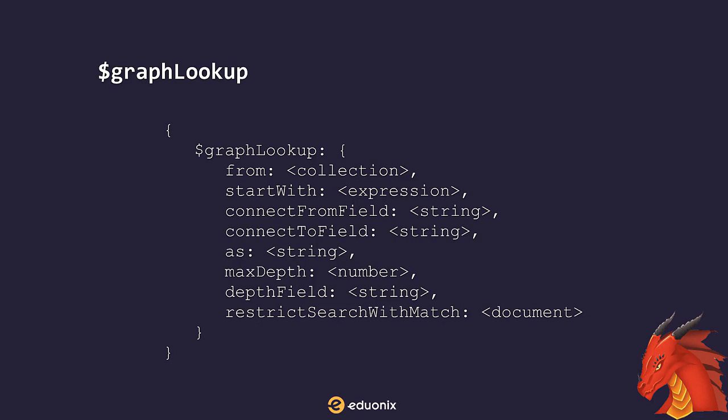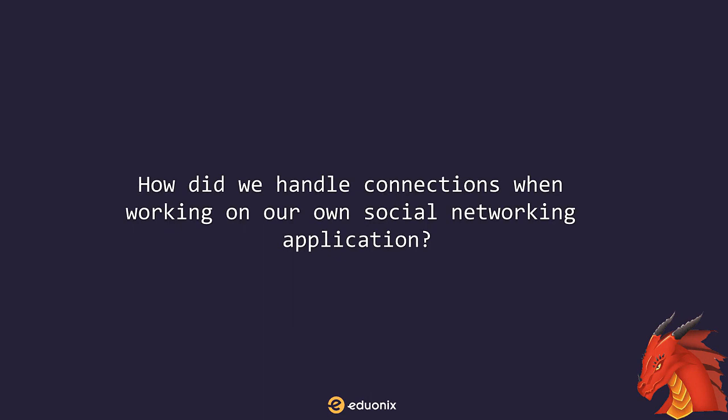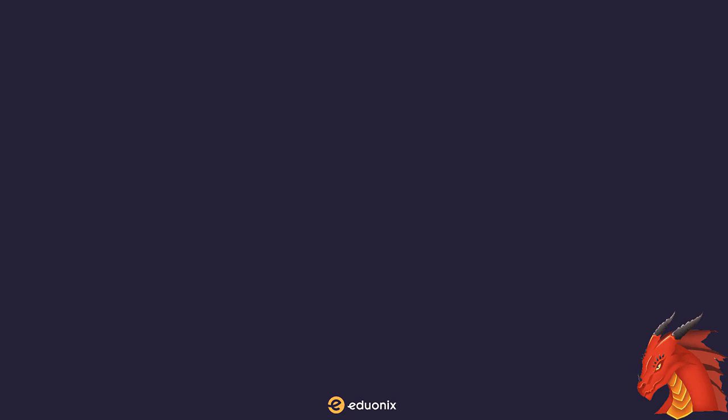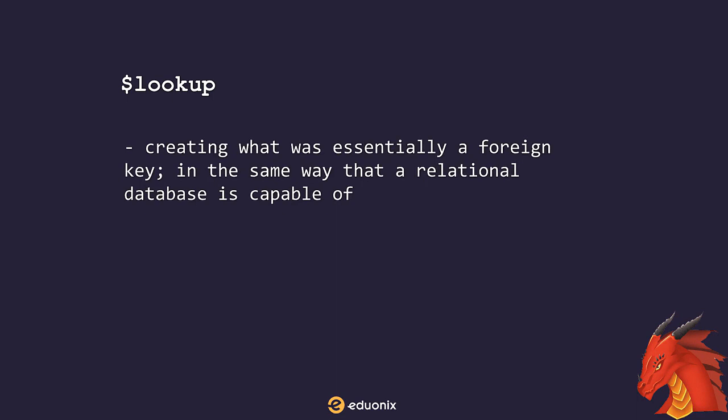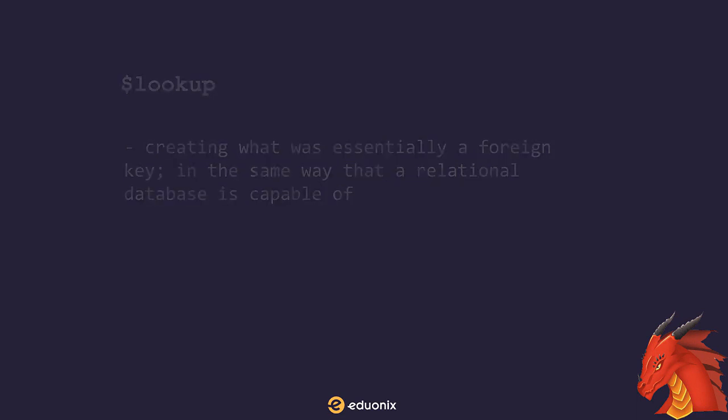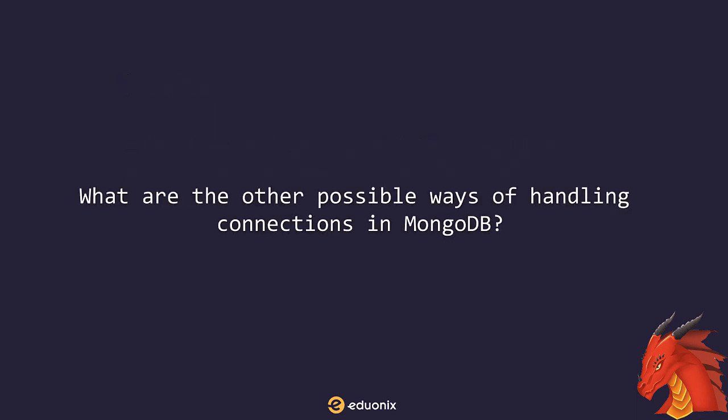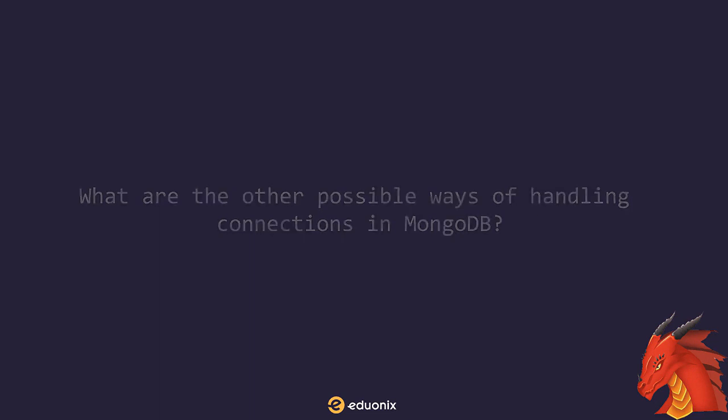In future versions of this project, we'll be investigating how to transition to graph lookup. How did we handle connections when working on our own social networking application? In our social networking application, we approached the problem of maintaining graphs in the aggregation framework by making use of the lookup stage. This was handled simply by us creating what was essentially a foreign key, in the same way that a relational database is capable of. What are the other possible ways of handling connections in MongoDB?